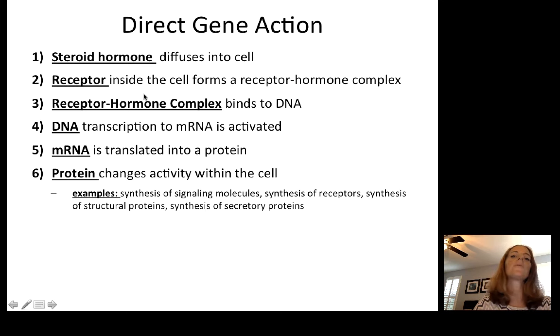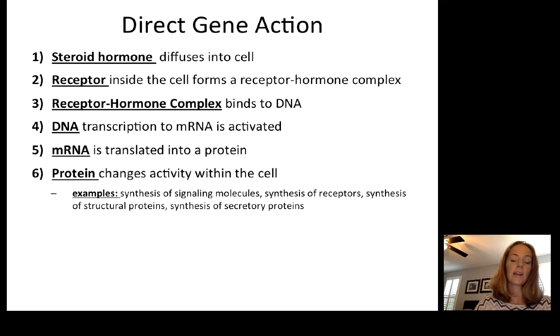So here's the steps for direct gene action. The steroid hormone diffuses into the cell right through the plasma membrane. The receptor inside the cell forms a receptor hormone complex, so they stay together. The receptor hormone complex then will either be very nearby or will move to the DNA to bind to the DNA. Once it binds to a particular region of the DNA, it will be specific to a particular gene or a particular set of genes.